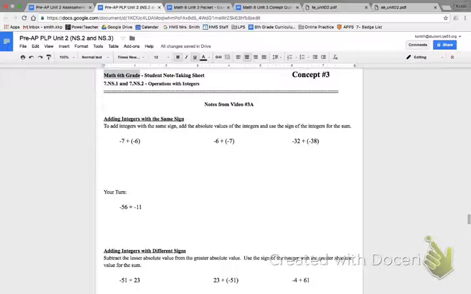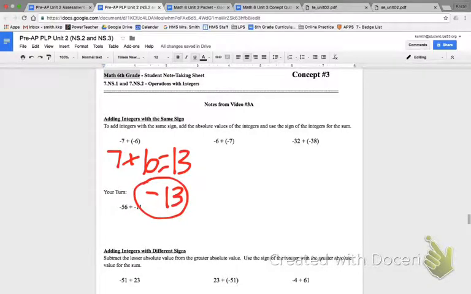So that's kind of a long way to say ignore the sign, add the integers, and place your sign at the end. So take a look at the first one. Negative 7 plus negative 6. The absolute value of negative 7 is 7. The absolute value of negative 6 is 6. When I add those together, I get 13. Now, because they're both negative, I'm going to go ahead and give my answer the negative sign as well, and my answer would be negative 13.